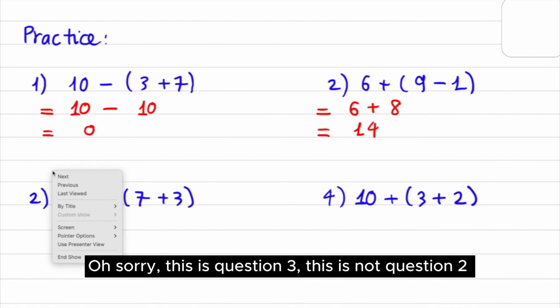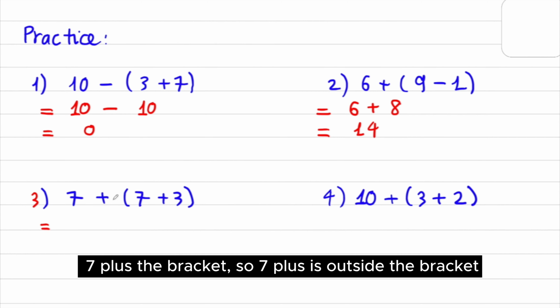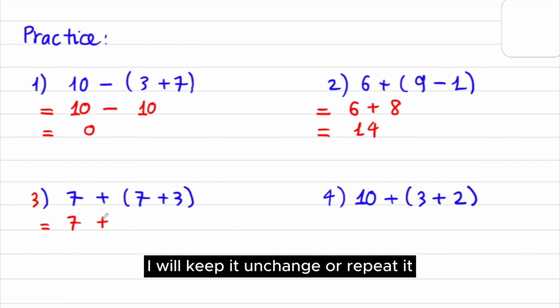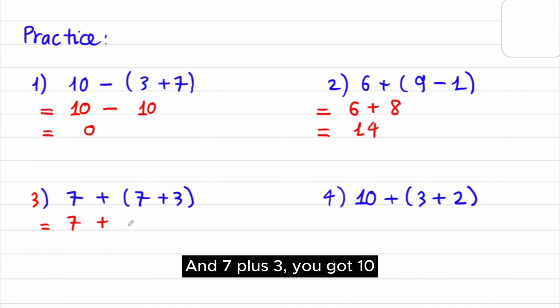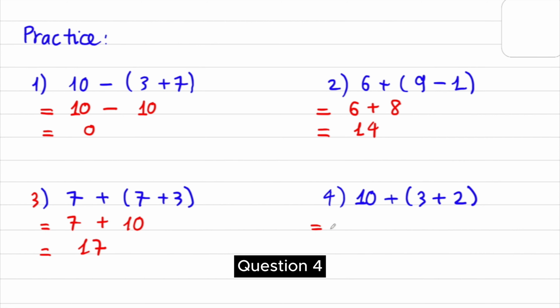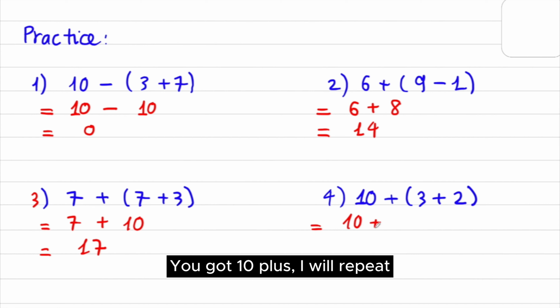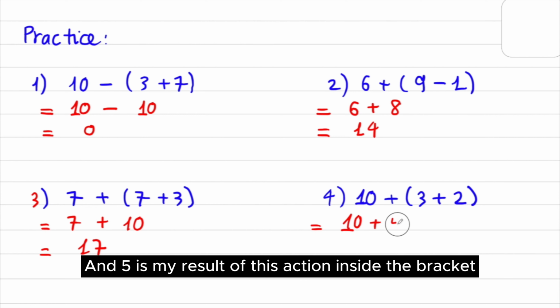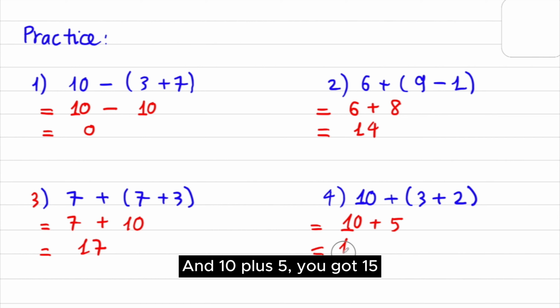Oh, sorry, this is question 3. This is not question 2. Okay, question 3. 7 plus the bracket, so 7 plus is outside the bracket. I will keep it unchanged or repeat it. And 7 plus 3, you got 10. And after that, you got 17. Question 4, you got 10 plus, I will repeat. And 5 is my result of this action inside the bracket. And 10 plus 5, you got 15.